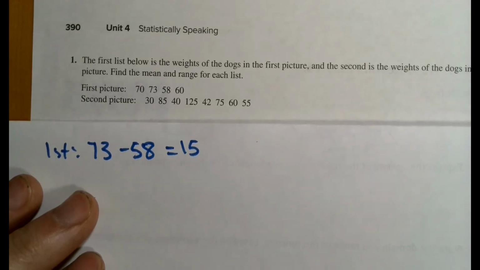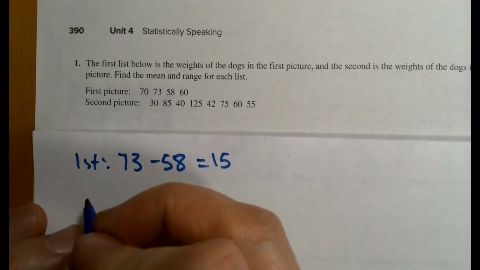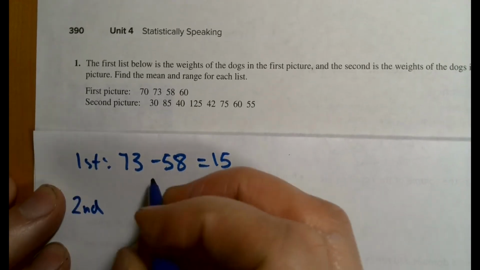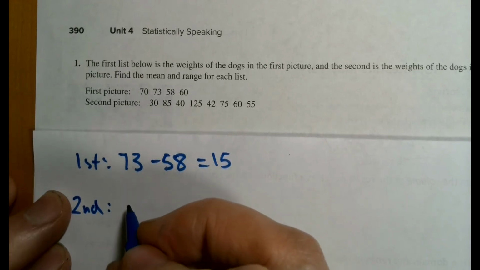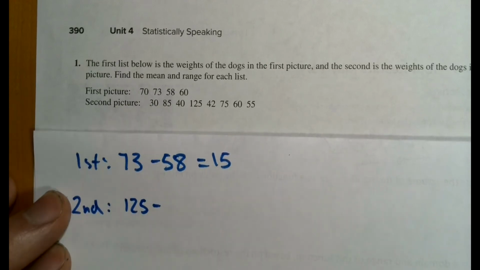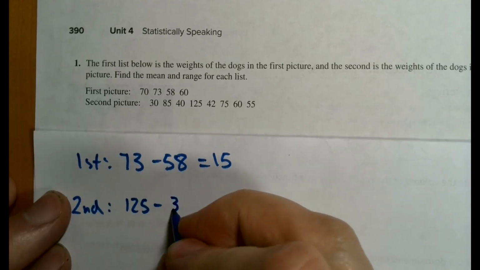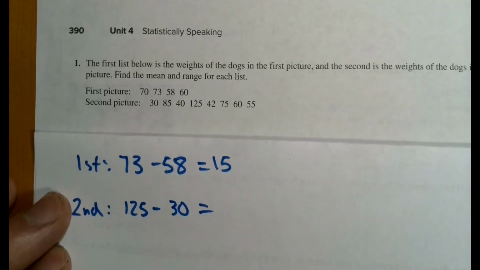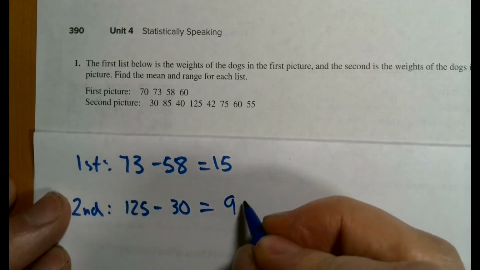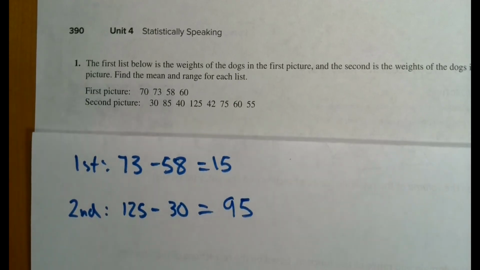Then we look at the range for the second picture. The largest number there is 125, and the smallest looks like 30. And 125 minus 30 is 95. So there's a big difference in the ranges of weights of these two sets of dogs.